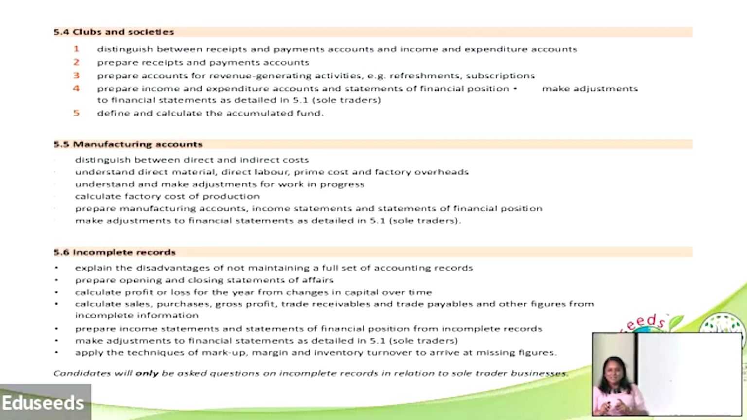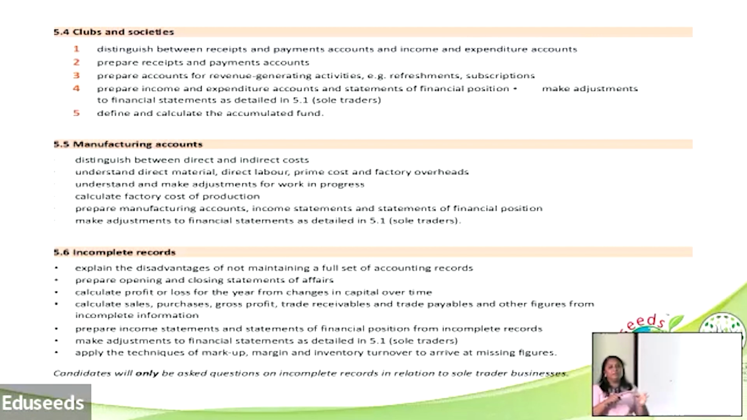Okay, is that clear? So this is basically your objective one, yeah? Your knowledge and your understanding of each type of organization, right? So we have sole traders, partnership, limited companies, clubs and societies, and manufacturing accounts. Only 5 that you have to remember, right? Then the last one is incomplete records. It is basically to explain the disadvantages of not maintaining a full set of accounting records.